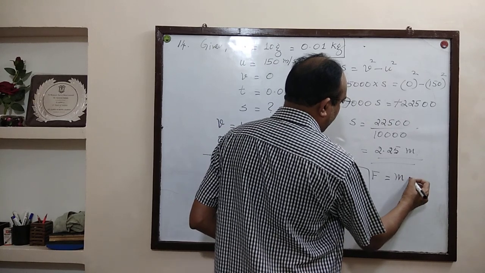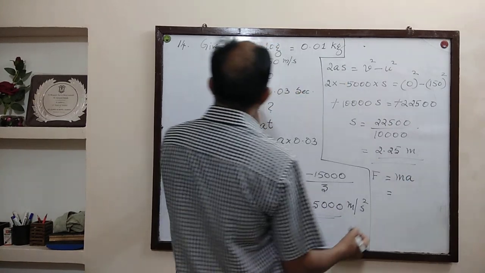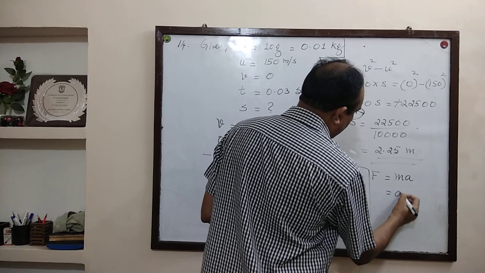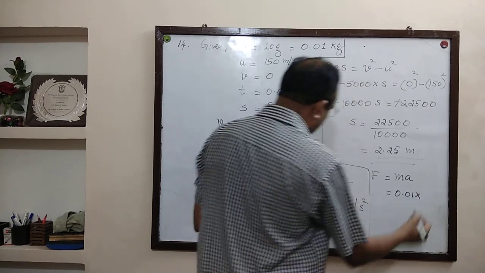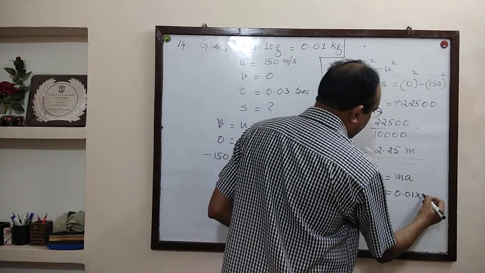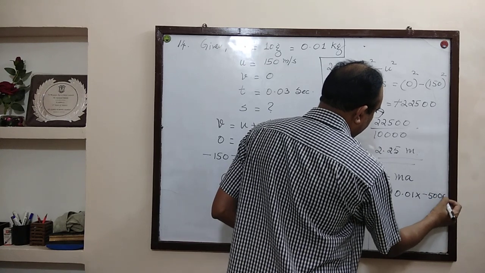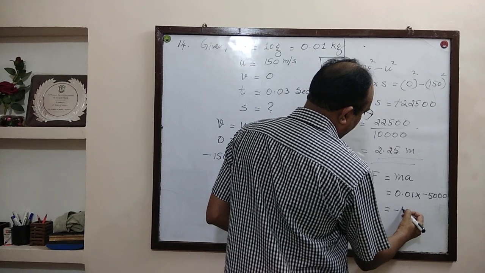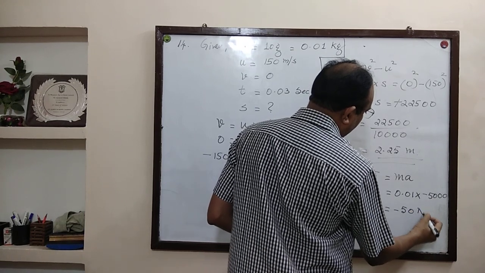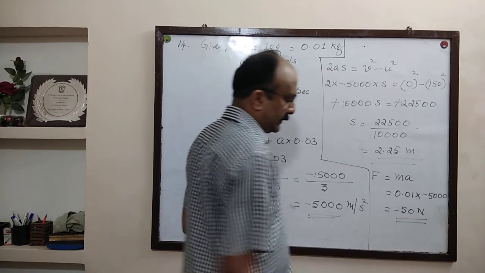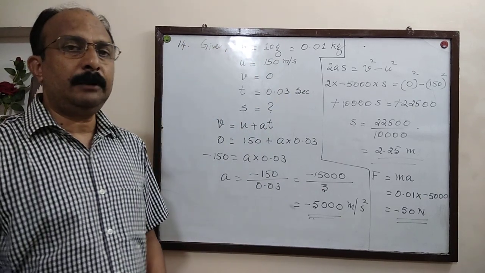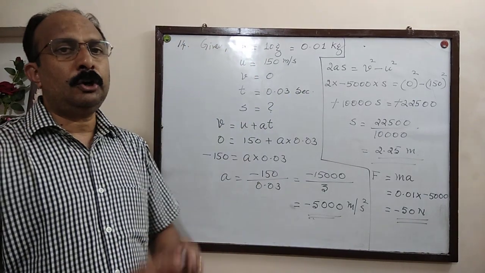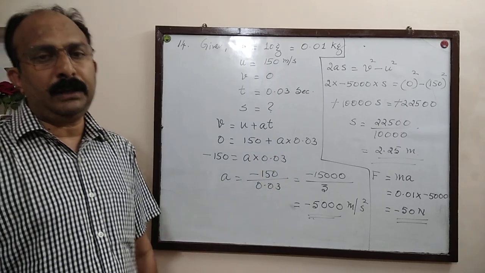F is equal to MA. M means 0.01. A is minus 5,000. So minus 50 Newton. The force exerted by the wooden block to stop the bullet is minus 50 Newton.